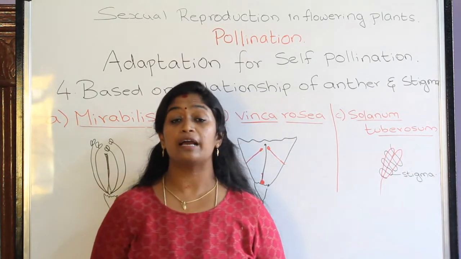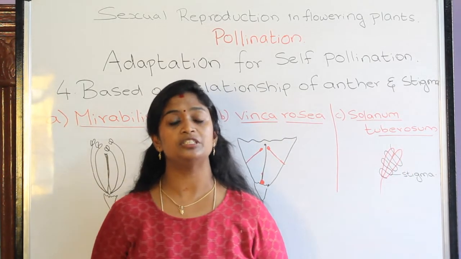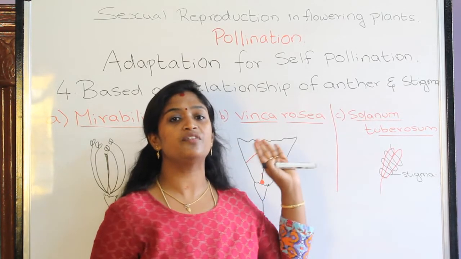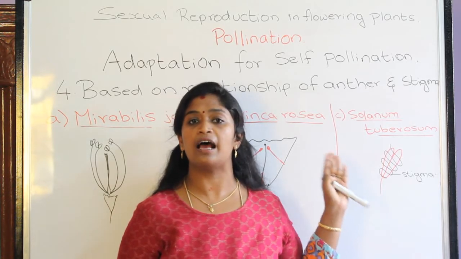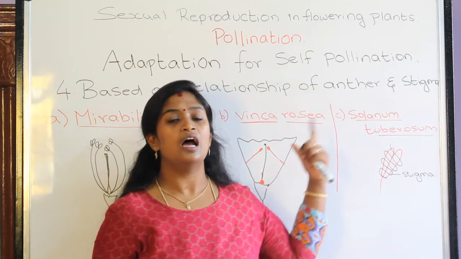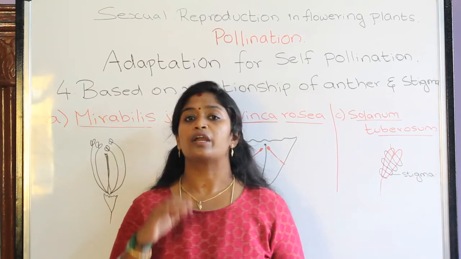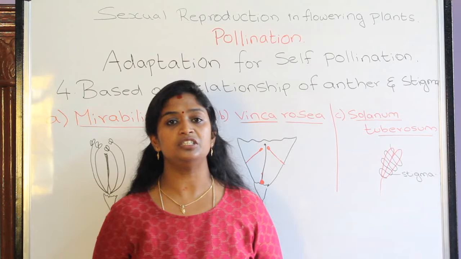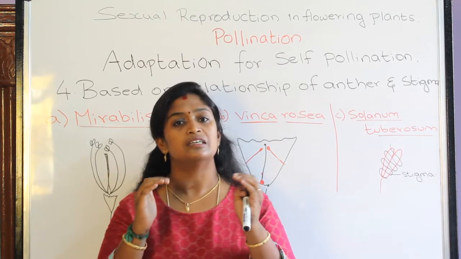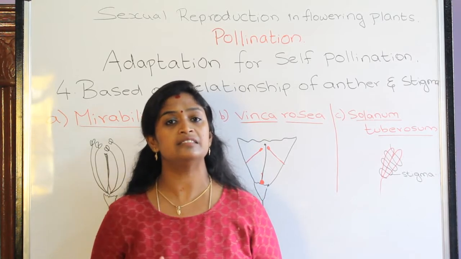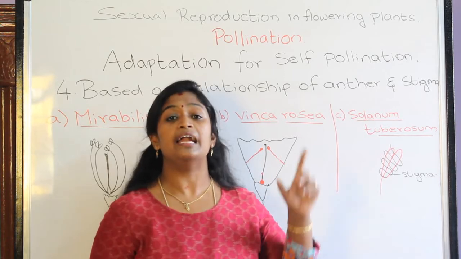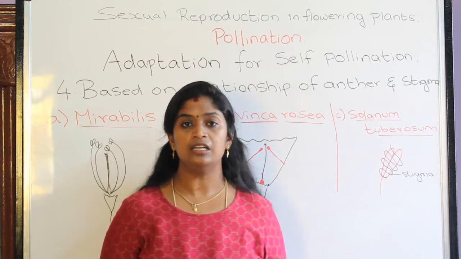So in this video we have seen the adaptations of self-pollination, that is homogamy, Cleistogamy, Geocarpy, and three different adaptations using the relationship of the anther and the stigma, that is in Mirabilis jalapa, Vinca rosea and Solanum tuberosum. In self-pollination the transfer takes place within the same flower or within different flowers on the same plant. Hence there is no genetic recombination and no variation in the organism, and it doesn't depend on any external agency.